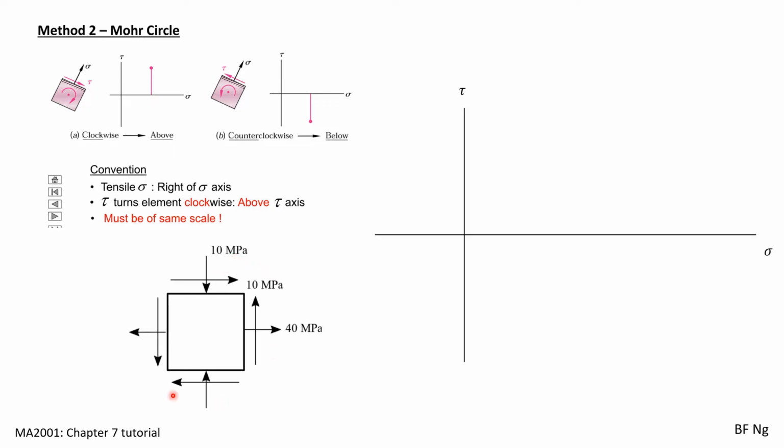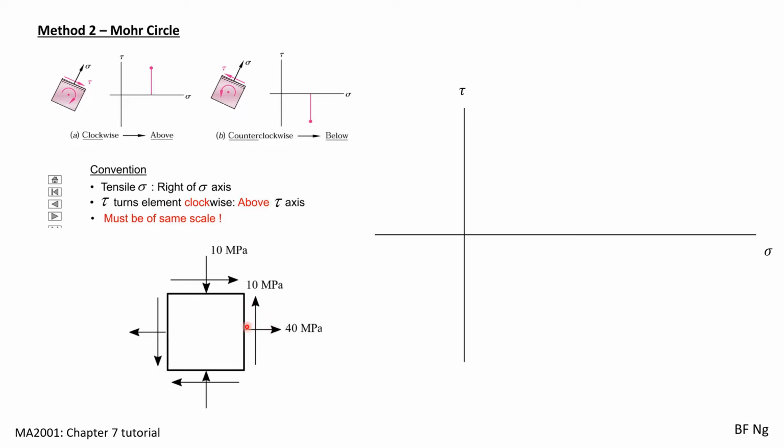We'll use this element to illustrate how to draw the Mohr circle. On this element itself, we have compression on the top and bottom and tension on the left and right. And we have the shear stress as illustrated here. This itself is the axis. On the x-axis, we have the normal stress, y-axis the shear stress.